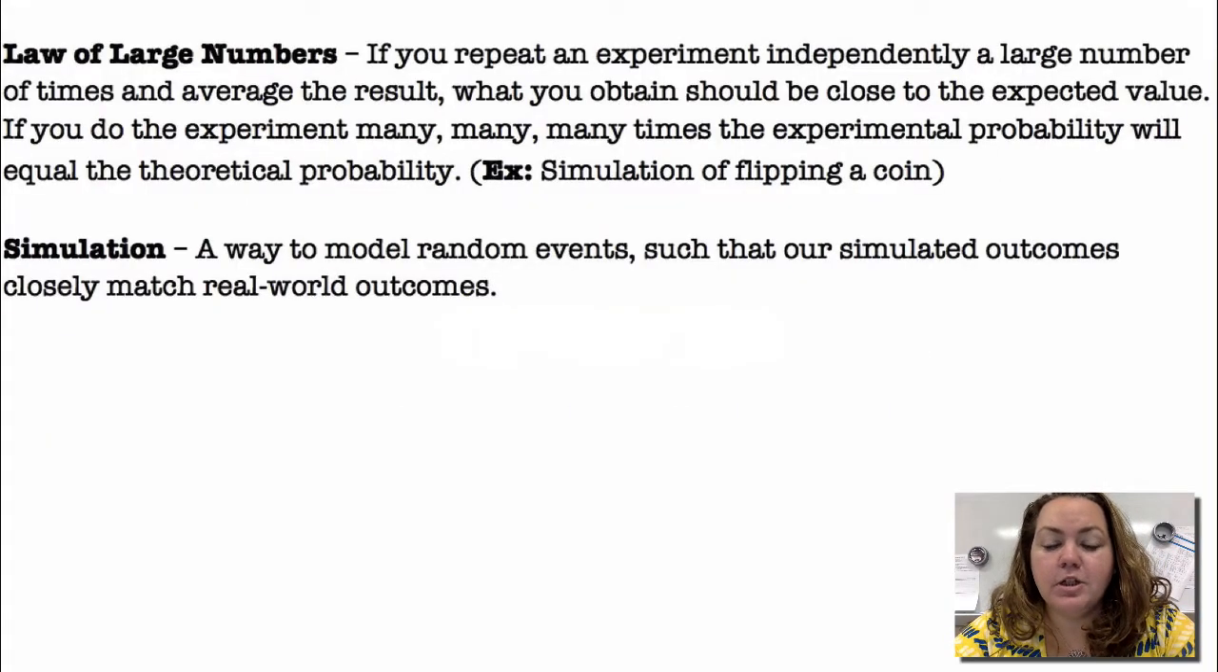Alright, so the law of large numbers states, if you repeat an experiment independently a large number of times and average the results, what you obtain should be close to the expected value. If you do the experiment many times, the experimental probability will equal the theoretical probability, or be very close. So we're going to use an example of a simulation of flipping a coin. A simulation is a way to model random events, such that our simulated outcomes closely match real-world outcomes.